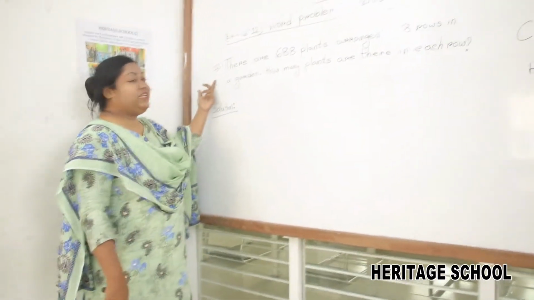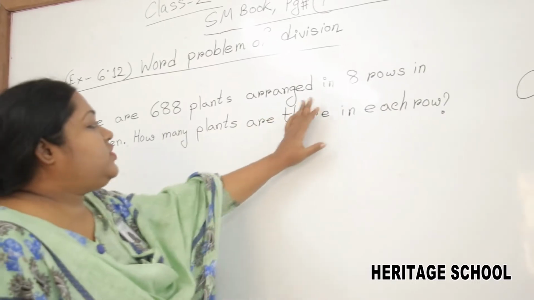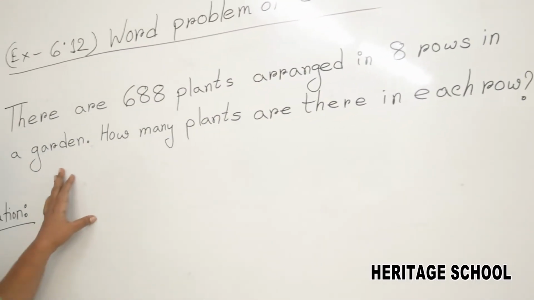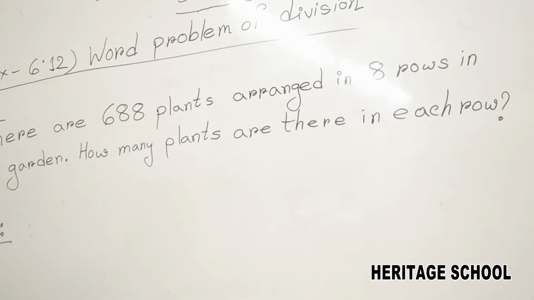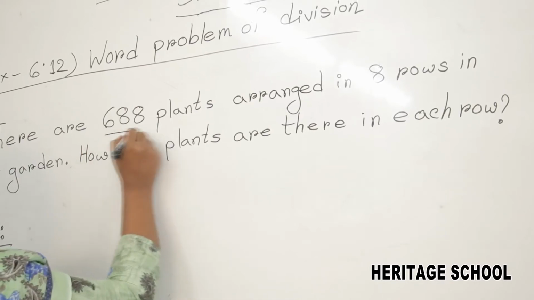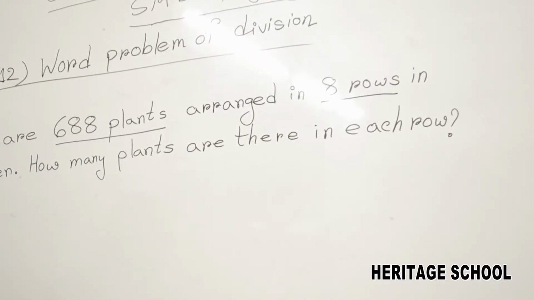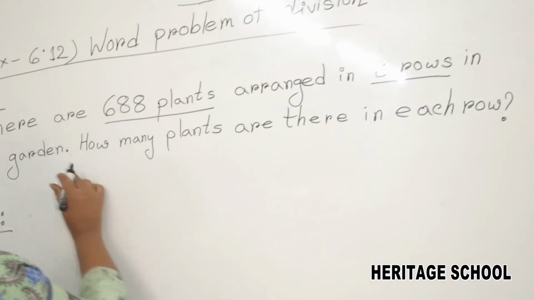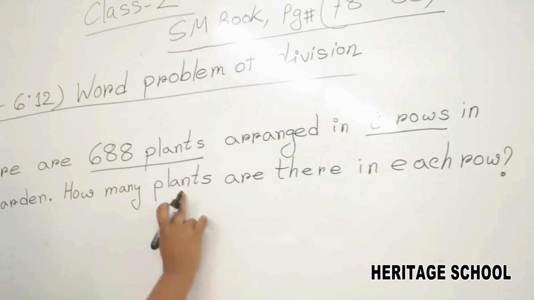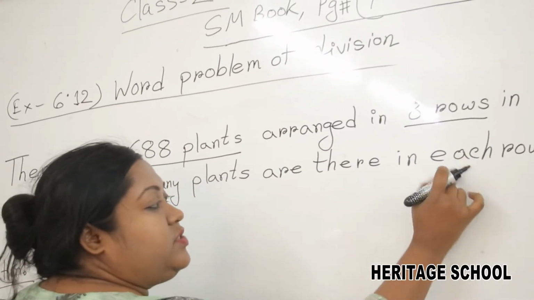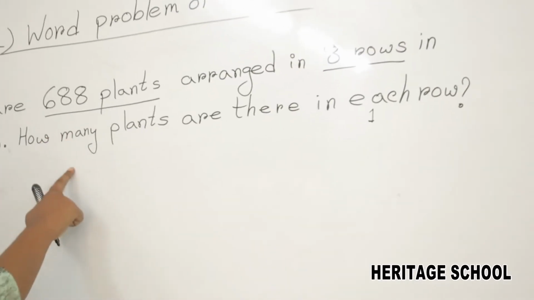Now we will do number 11. Let me read the question. There are 688 plants arranged in 8 rows in a garden. How many plants are there in each row? So here in this question, 2 elements are there. There are 688 plants and 8 rows. One is plants, another is rows. What are they asking? You have to read the question 2 times if you don't understand. How many plants are there in each row? Each means 1, so they are asking for 1 row.